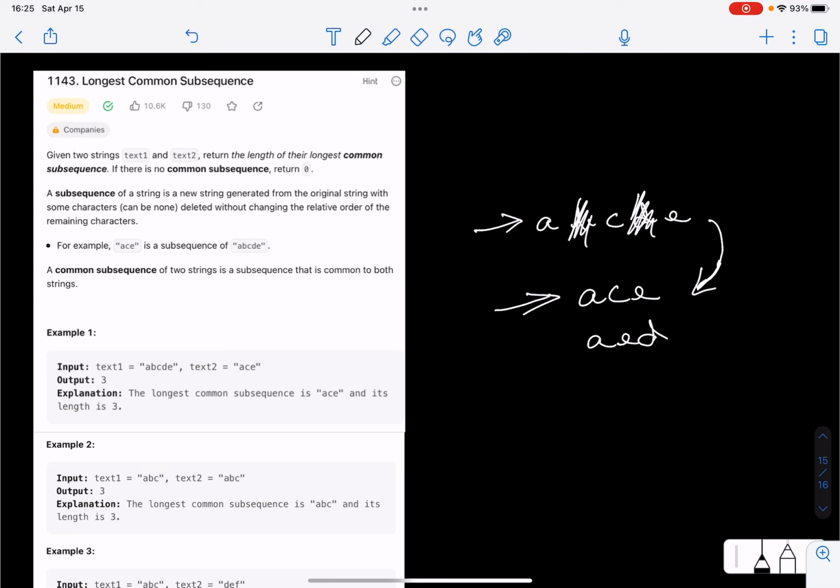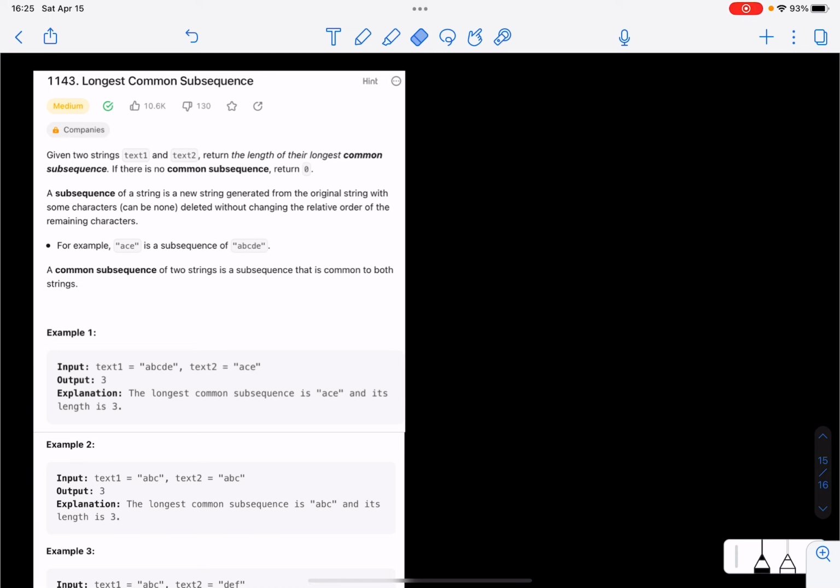Now, one thing to take care while finding a subsequence is the order of the characters should remain the same. So that being said, AED is not a subsequence of ABCDE because E occurs after D and not before, and hence AED is not a subsequence. So, in the given question, we have to find a common subsequence between two strings, and we have to return the length of the longest common subsequence.